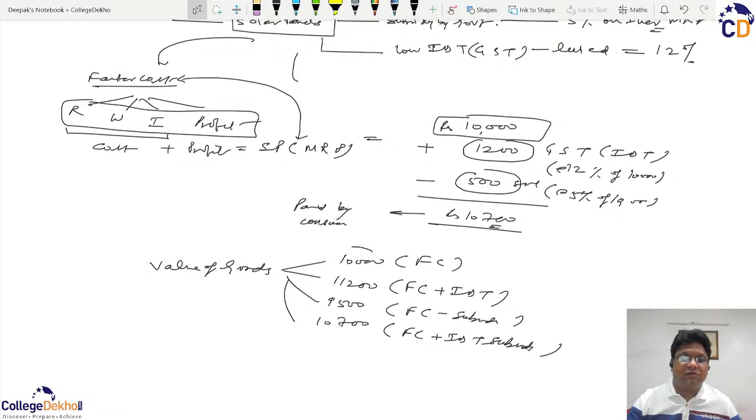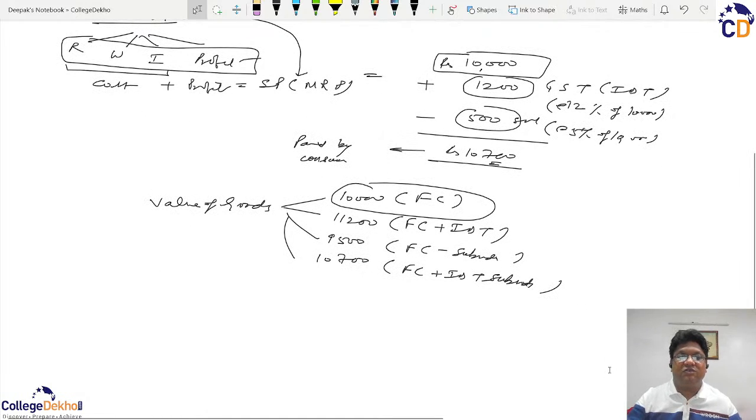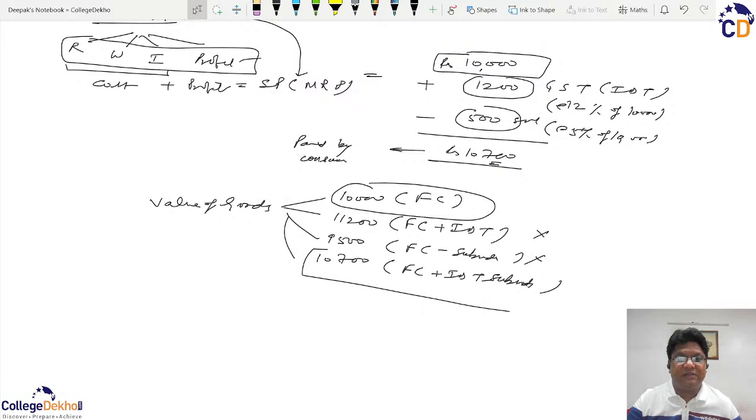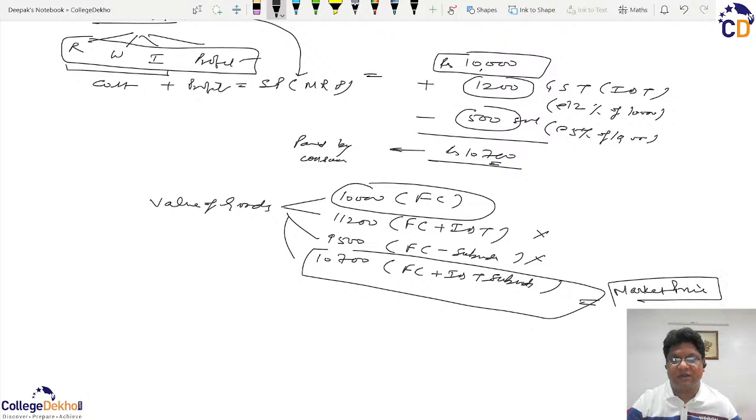So this amount of 10,000 is known as the factor cost, as discussed earlier, and we have this new funda that we ignore these two figures, and this amount of 10,700 is known as the market price, that is MP.